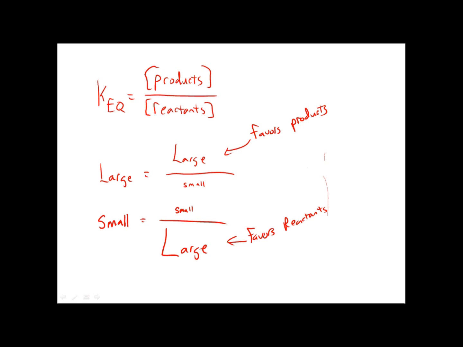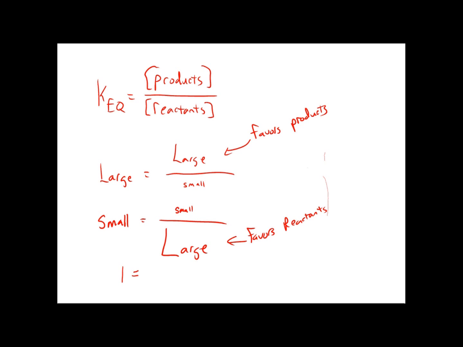Now, large and small aren't very good descriptors. What do you mean by large? What do you mean by small? Is 10 small? Is 5 small? Is 0.05 small? Well, this is just a ratio of products to reactants. So what we're going to define as the thing to compare to is going to be 1. Okay, 1 is going to be neither large nor small.